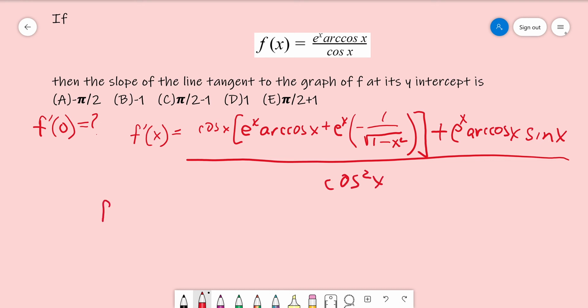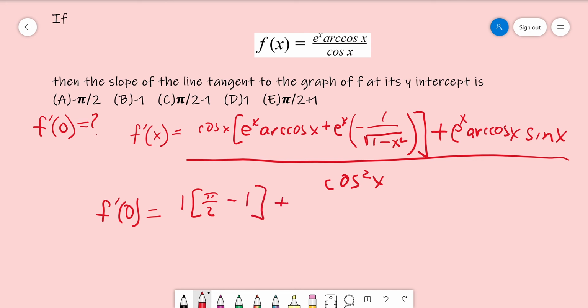Alright, so now we just have to evaluate this at 0. Well, cosine of 0, that's going to be 1. And then e to the 0 is 1, and arc cosine of 0, well, which angle gives us a cosine of 0? That's going to be pi over 2. Plus e to the 0 is 1, and then you have a negative 1 over the square root of 1 minus 0. That's just 1, so we have pi over 2 minus 1.